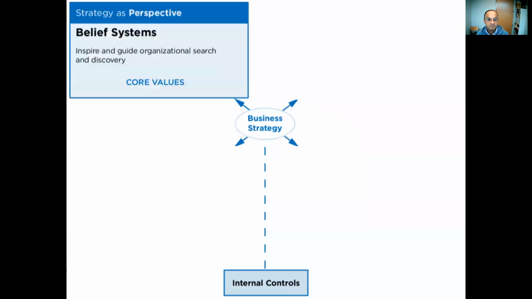Now let us talk about the levers of control. As I said, we have 4 different levers. The first one, we call it belief system. This one, we make it in the mindset of the employees to inspire and guide the organizational search and discovery. Make sure that the students have the mindset to believe that the control is very useful for protecting the database.